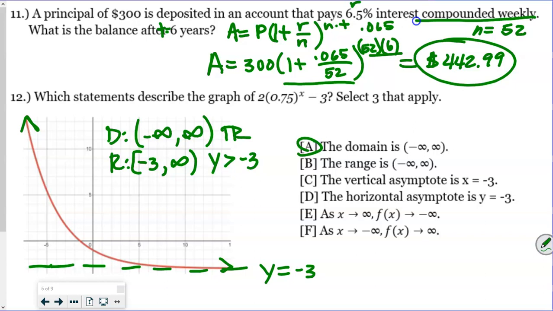So those are the two ways that we could write our domain and our range. So is the range all real numbers? Definitely not, right? Because it's -3 to infinity. Does it have a vertical asymptote? Nope, it has a horizontal asymptote, doesn't it? It is y is equal to -3, so that's also true. Then as x approaches infinity here, y'all, what is y approaching? Isn't it approaching -3? So that's definitely not true. And then as we head towards negative infinity here, where's the graph headed? Towards positive infinity. There's your third answer, okay?